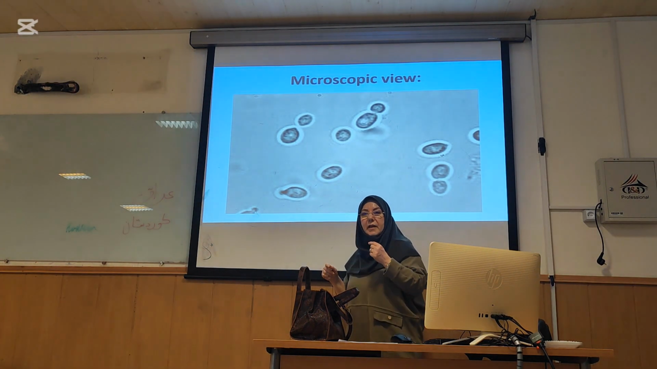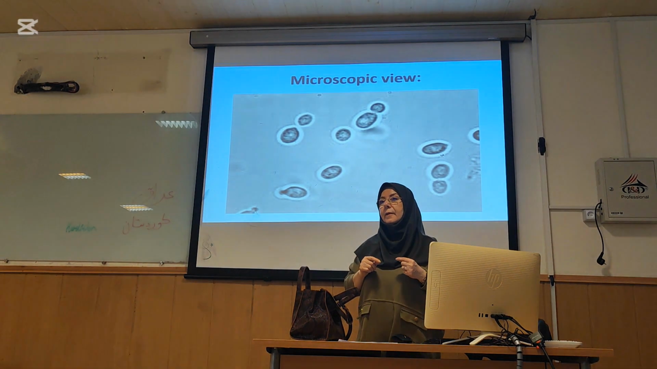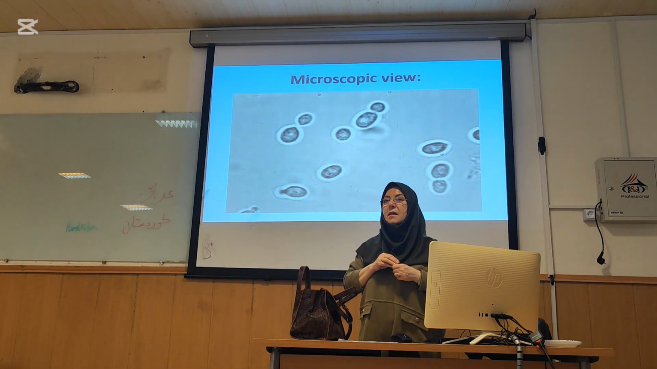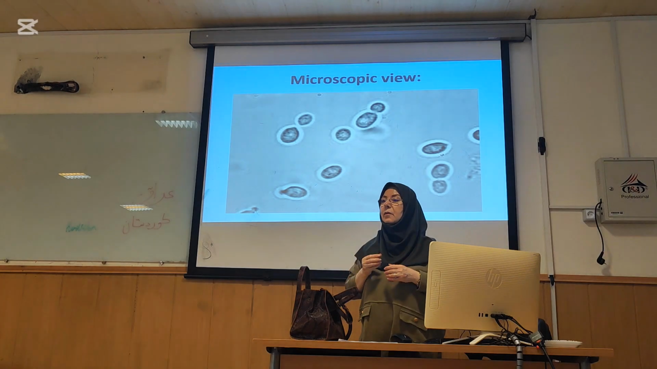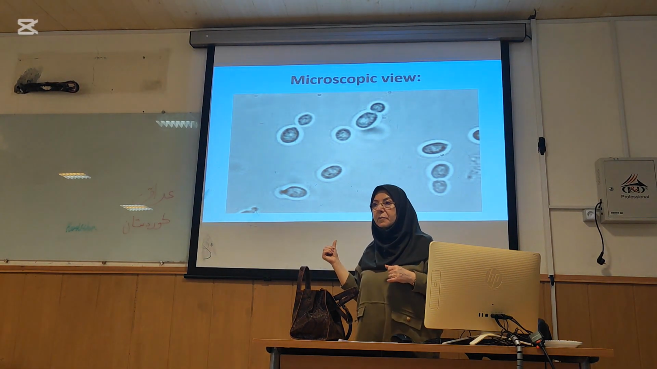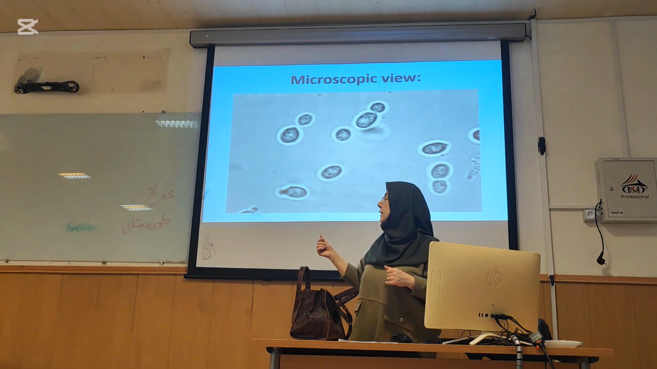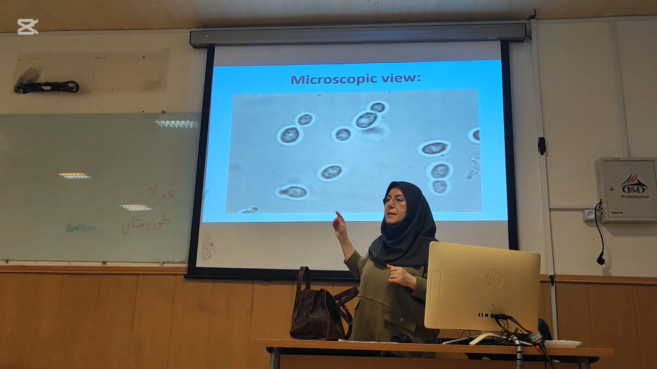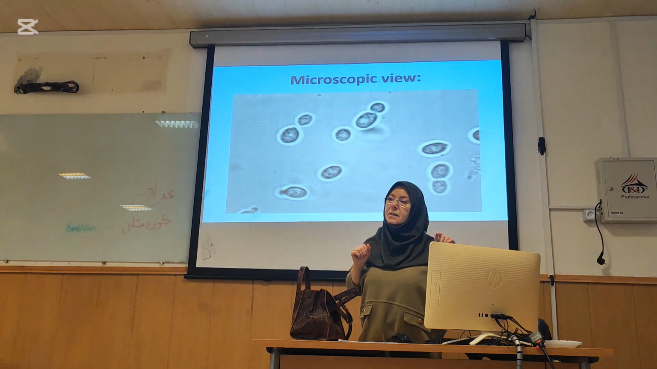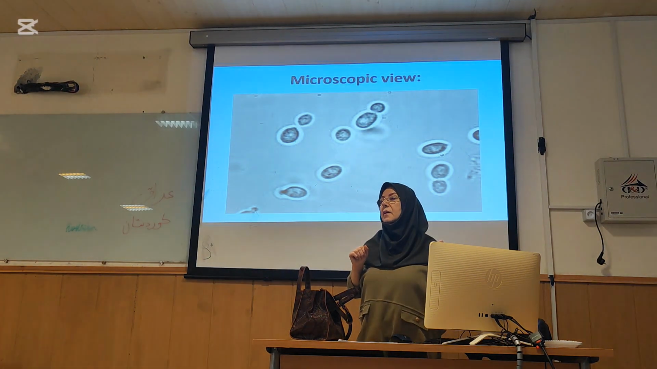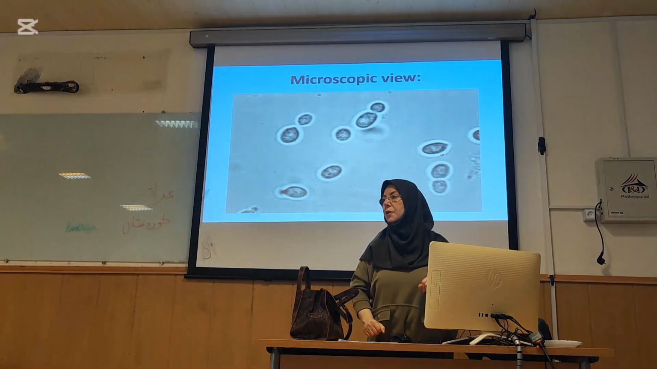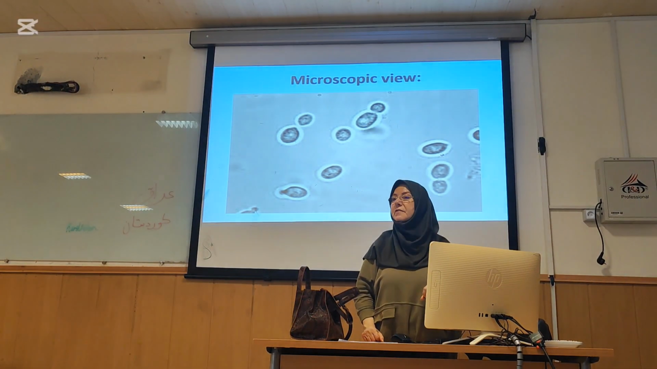So the causative agent of some infectious diseases, like rhodotorulosis, is named Rhodotorula rubra. Under the microscope, you can see this form of fungus. So it is just a single yeast form of saprophytic fungi. Okay, it's finished.